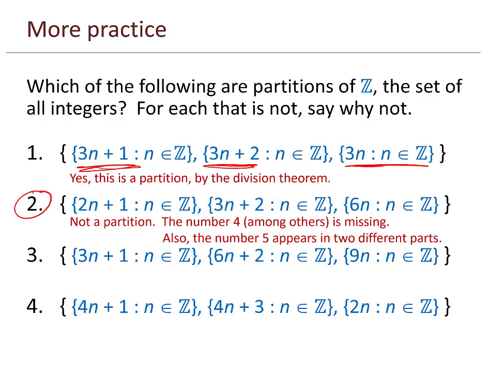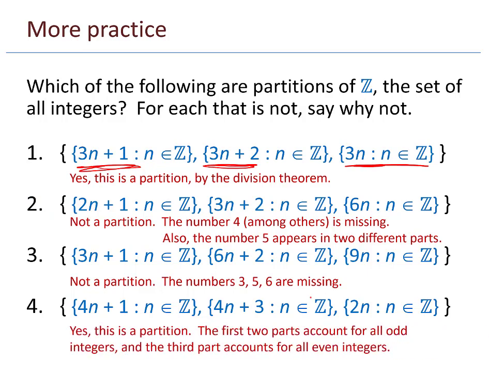How about number 3? Not a partition. This is missing a few things, 3, 5, and 6, for example. On the other hand, these 3 sets do happen to be disjoint, so that's a start. And number 4, yes, this is a partition. The first 2 parts account for all odd integers, that's the 4n + 1 and the 4n + 3, and then the third part accounts for all even integers.